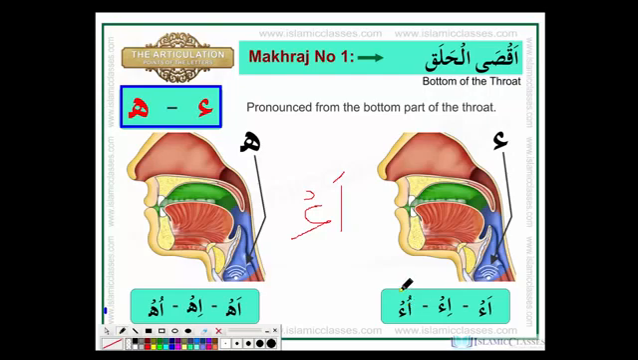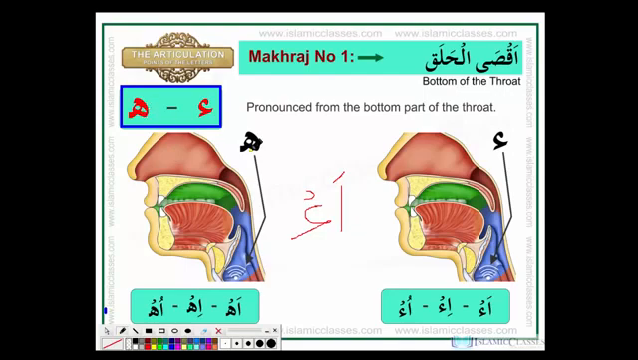You are thinking why we are making a jerk sound. There is a rule that if you find a jazm or sukun sign on Hamza, you make a jerk sound there. That's why you can see Hamza has a jazm sign in each example. I repeat it again. Hamza, Hamza, fatha, A. Hamza, Hamza, kasra, I. Hamza, Hamza, dhamma, U. A, I, U. This was the example of Hamza.